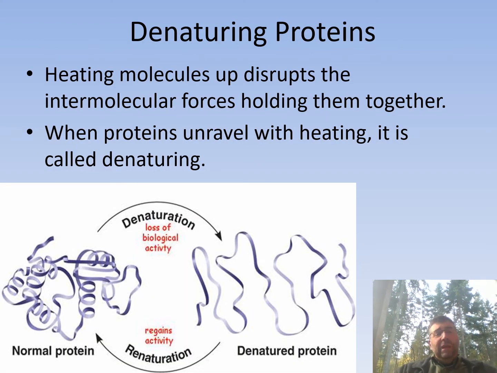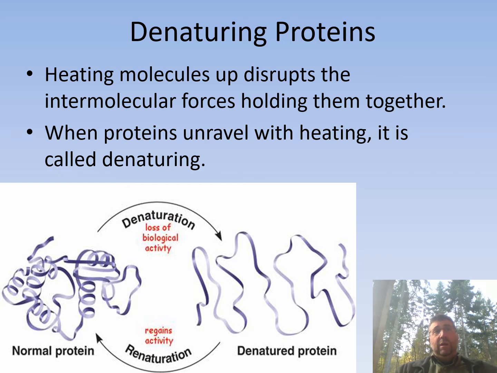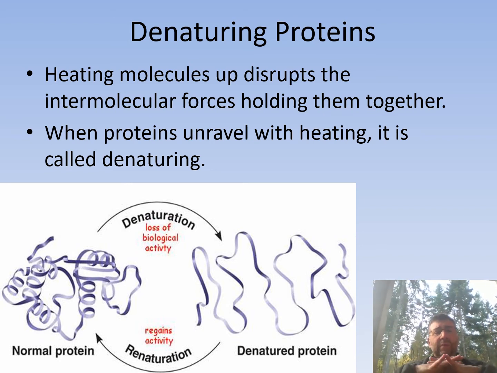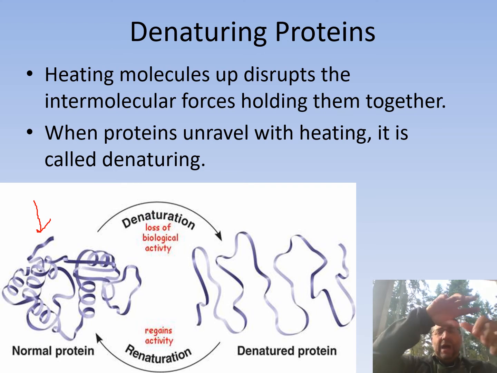All right, so denaturing proteins is a very important thing, but it also can be very dangerous. Heating up molecules disrupts the intermolecular forces that are holding them together, and when these proteins unravel, they are no longer able to function properly. You can see on here the denaturing. This is the normal structure that protein should have. You notice it's got these different curls and shapes and wrapping around, and it's all held together by intermolecular forces, by hydrogen bonding. When you heat it up, that unravels, and now it can't function the way it normally should.